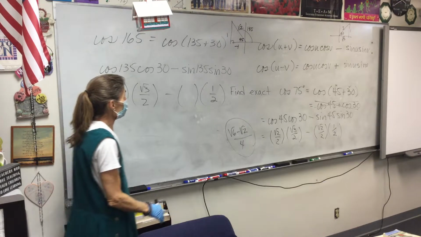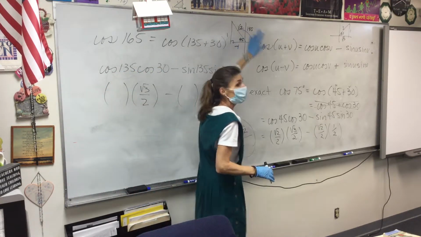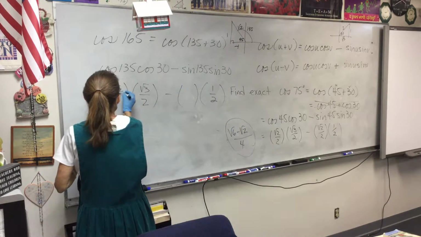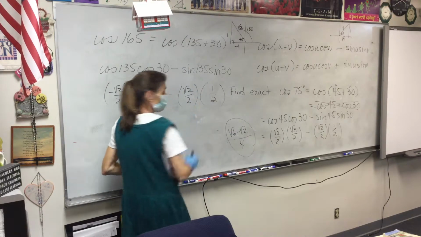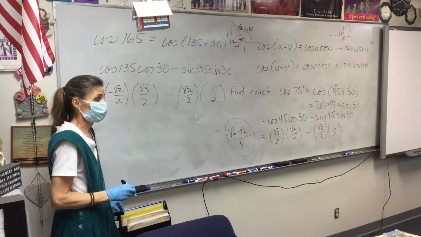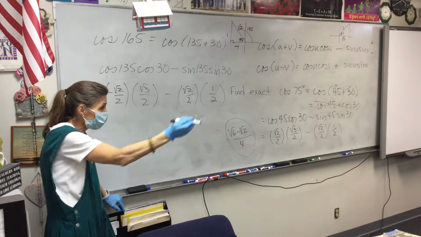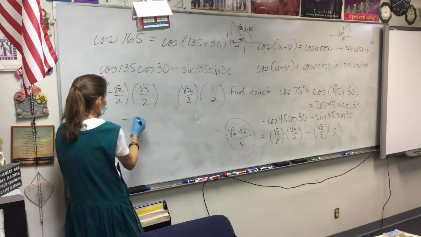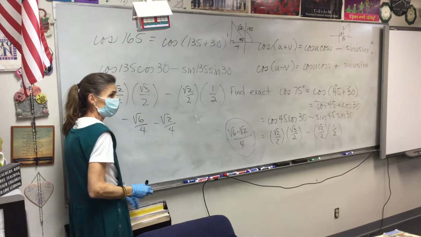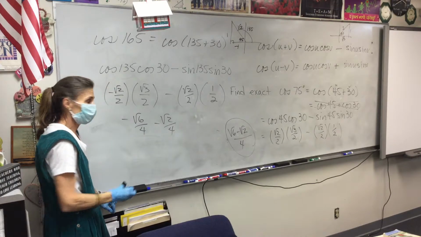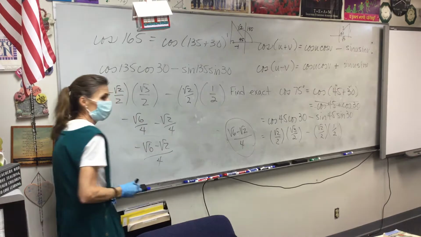Now the 135s, be careful. The cosine would be what? Negative root 2 over 2. And the sine would be positive root 2 over 2. Everybody okay? So we've got negative root 6 over 4 minus root 2 over 4, which is negative root 6 minus root 2 over 4.